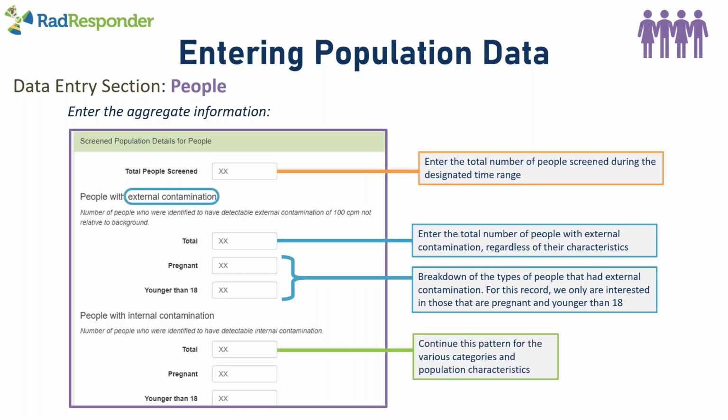And you'll continue that pattern for the various fields as you work your way down. So people with internal contamination, people sent to or referred to hospitals, people sent to or referred to a shelter, and people with signs of ARS.